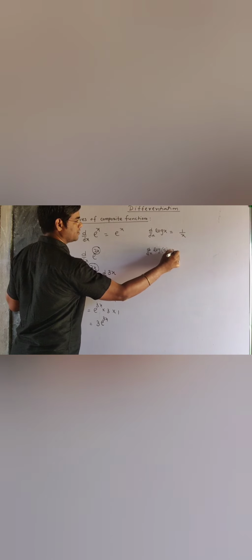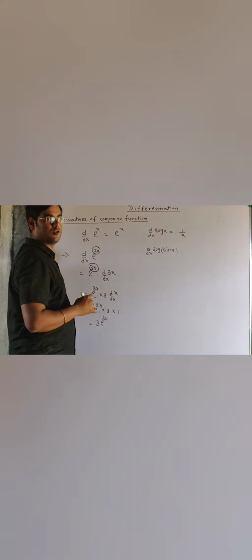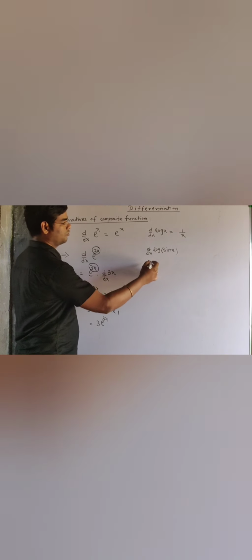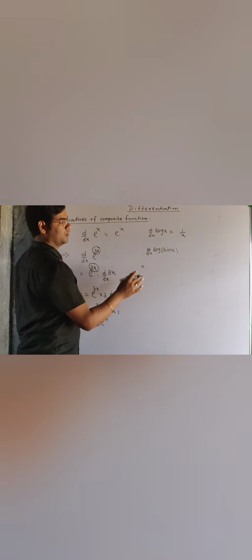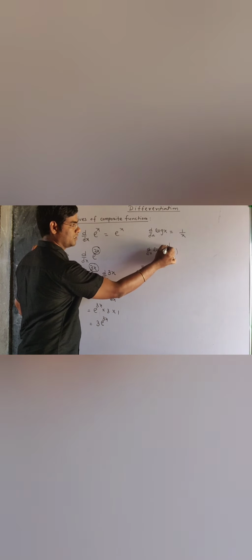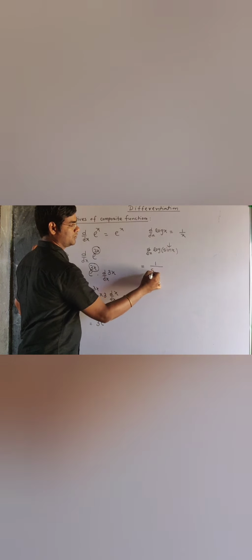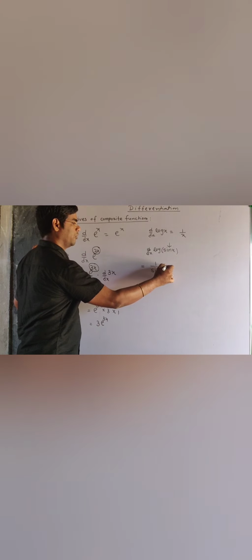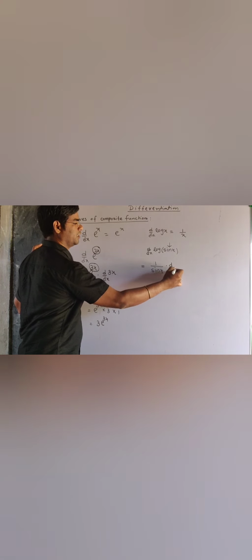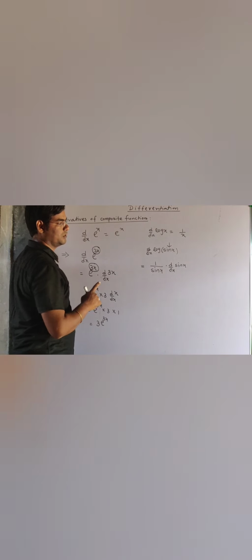Let us take sin x. So here we have replaced log x by sin x. How do we differentiate? You consider this entire bracket as x. The derivative of log x is 1 upon x, but here this term is not x. The term which is not x is known as a composite function, so you again have to differentiate that term which is not x.